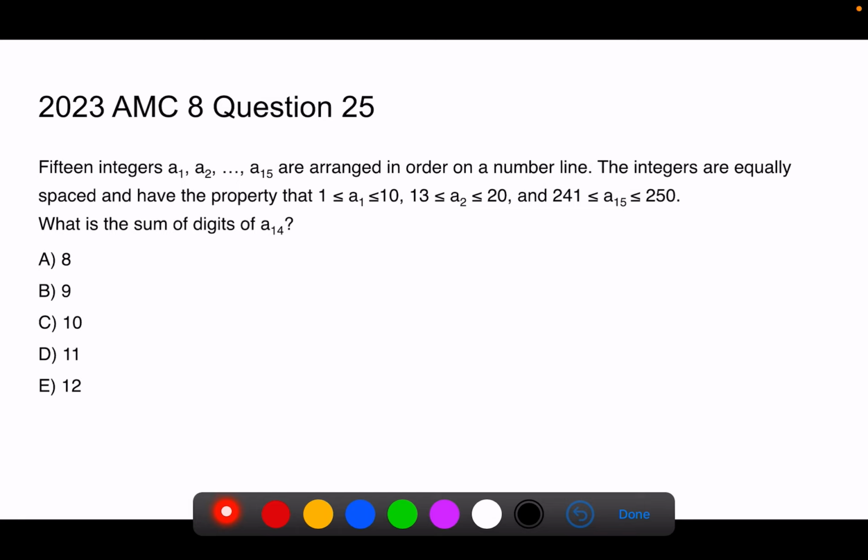2023 AMC 8, question 25. Another question 25 for an AMC. 15 integers a1, a2, to a15 are arranged in order on a number line. The integers are equally spaced and have the property that a1 is between 1 and 10 inclusive, a2 is between 13 and 20 inclusive, and a15 is between 241 and 250 inclusive. Then what is the sum of the digits of a14?